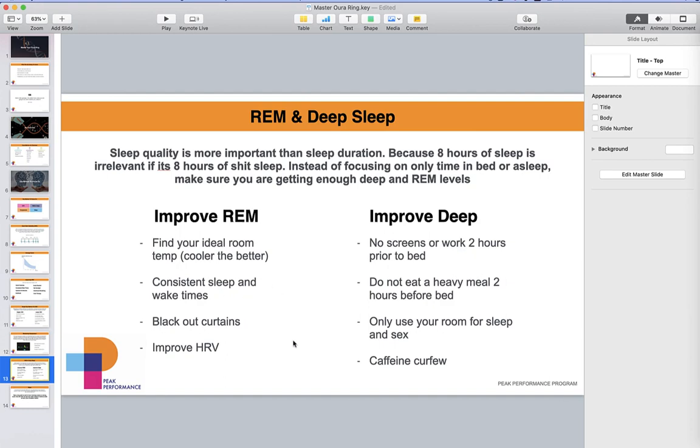So if you are someone who consistently wakes up at 8 in the morning, but let's say you go to catch a flight and you're waking up at 5 a.m., you're going to skip that last cycle of REM. So make sure you're not skipping that last cycle of REM. You're not waking up earlier than what your body is expecting. So try and get consistent sleep and wake times.